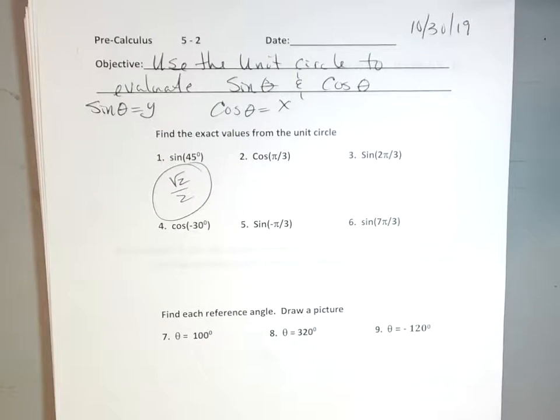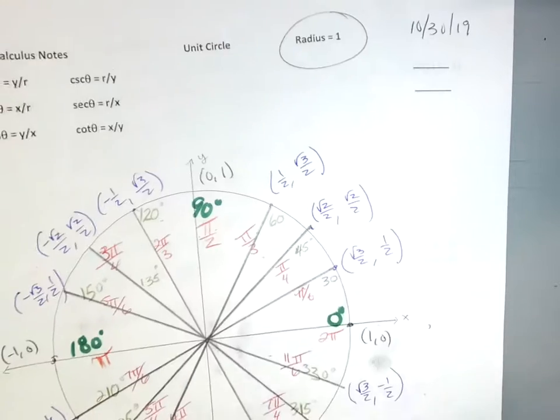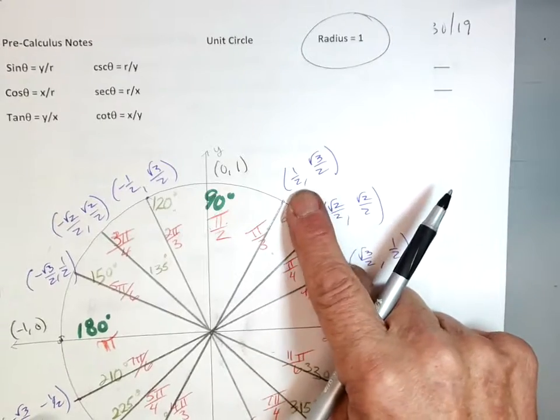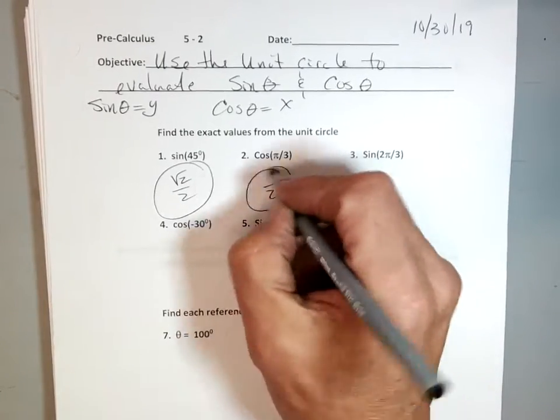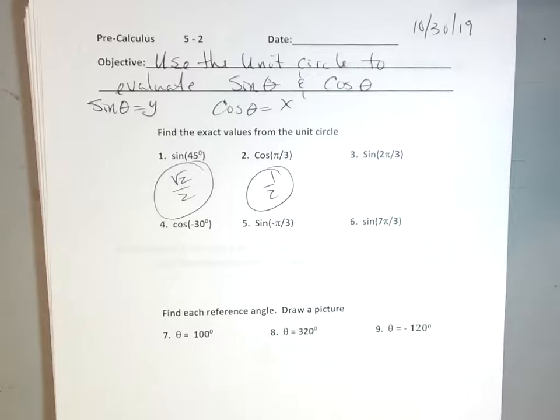Cosine of pi thirds. Mode change? No, we're not going to change the mode in our calculator. We're just going to go to the circle. Pi thirds, which is the x value, is 1/2. Bam! Easy, huh?